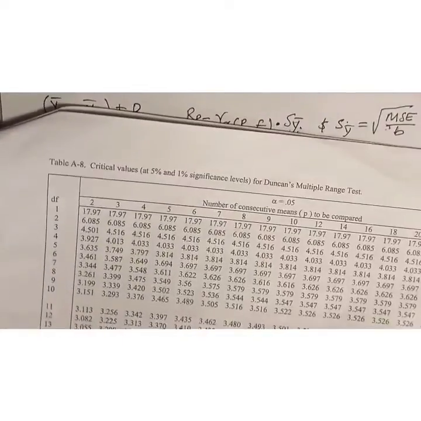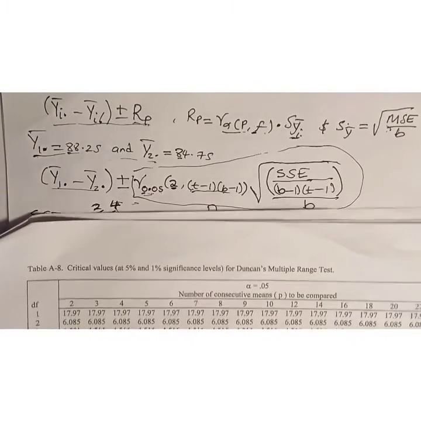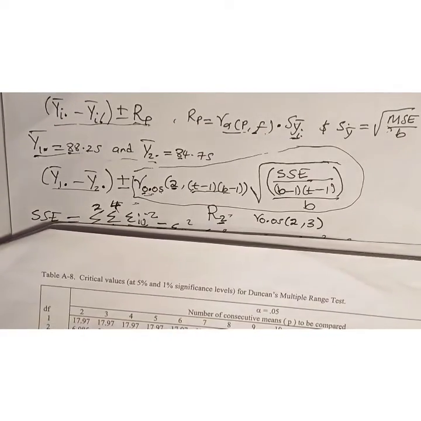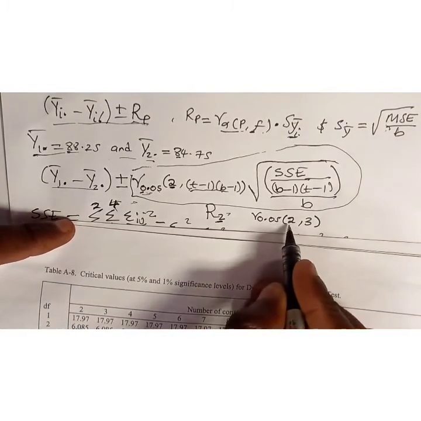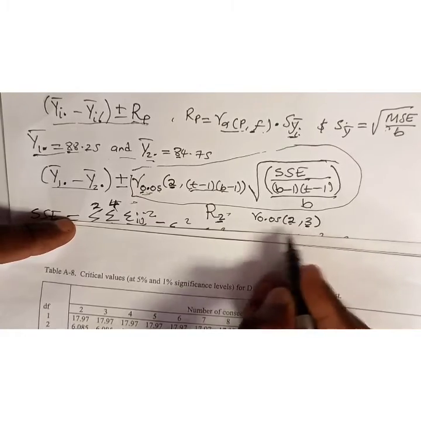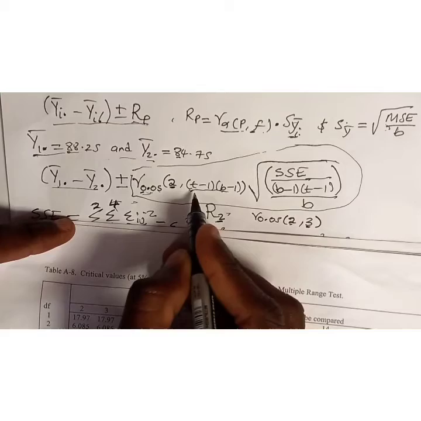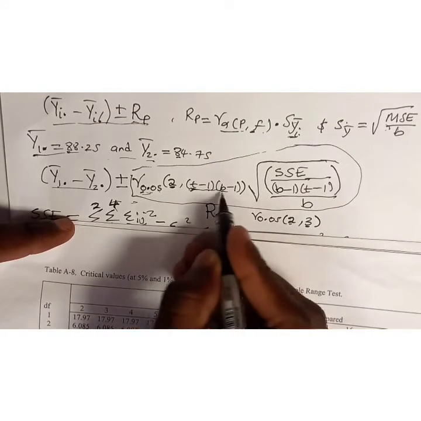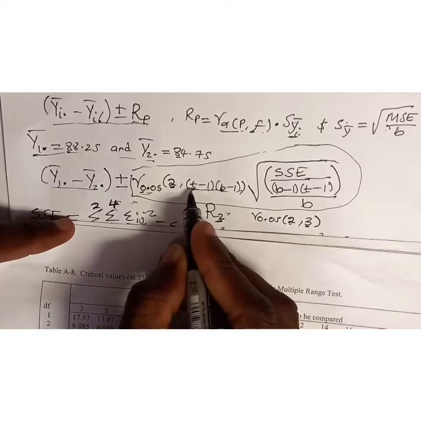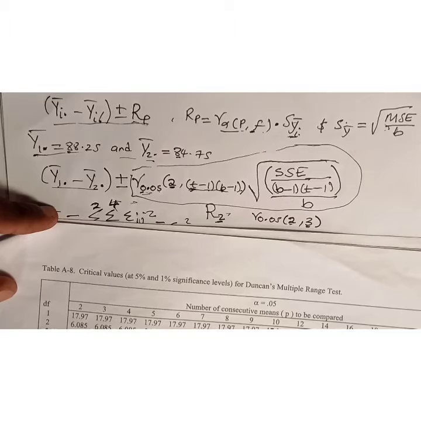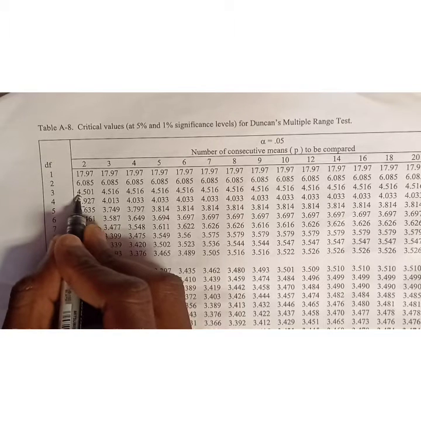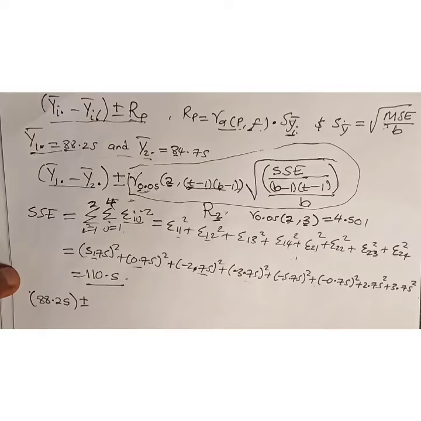So we'll firstly check the Duncan table. So for our R from the Duncan at 5% with the degrees of freedom 2 and 3, because the degrees of freedom for the error is given by (2 minus 1) times (4 minus 1), since there are 2 treatments and 4 blocks. If I check for the value in here, as you can see, this is my value, 4.501.